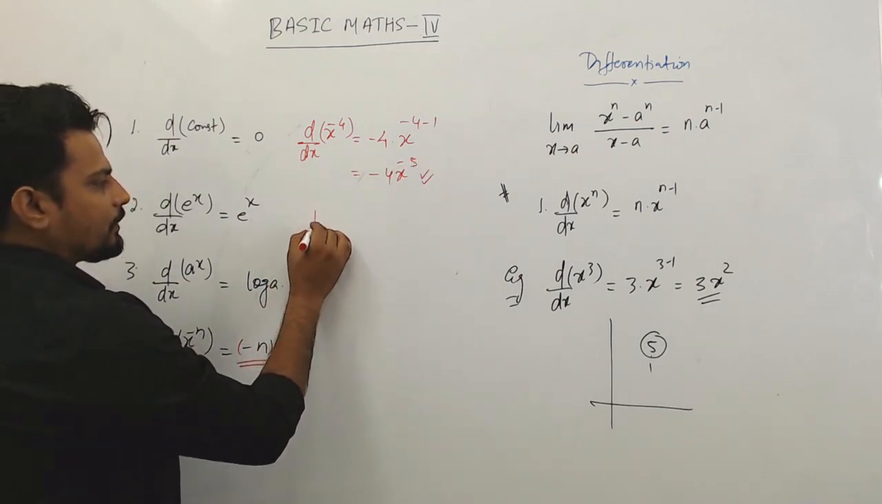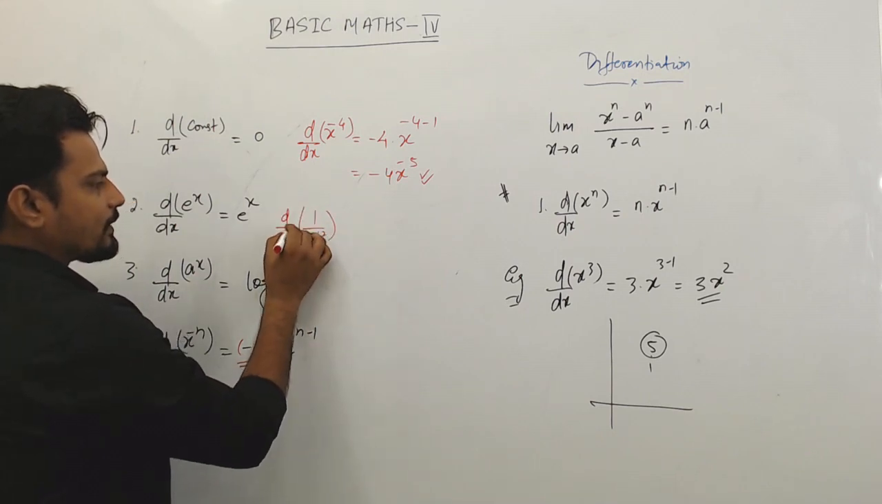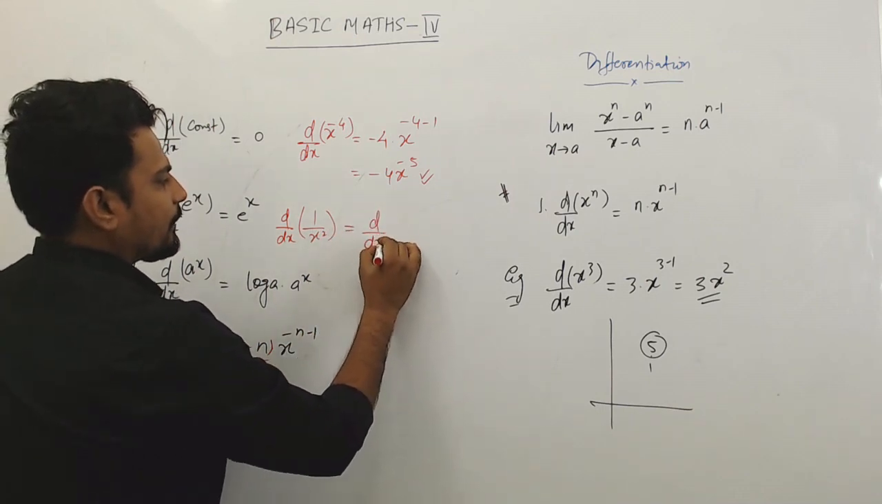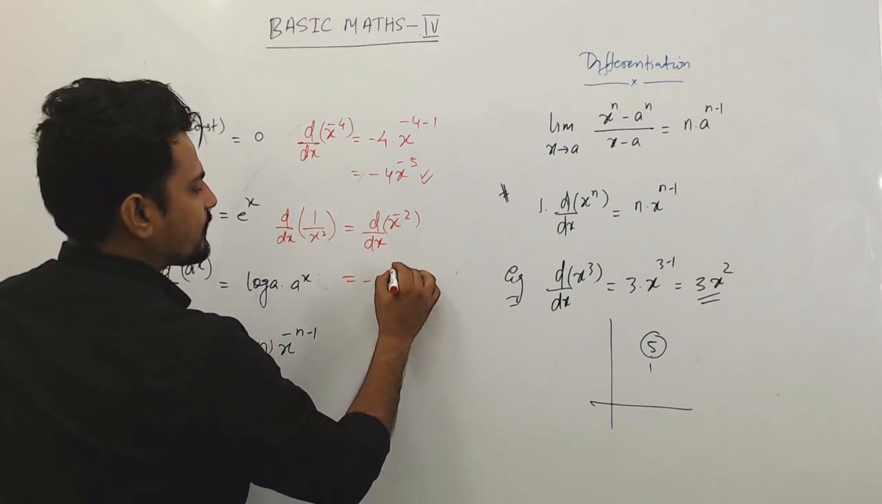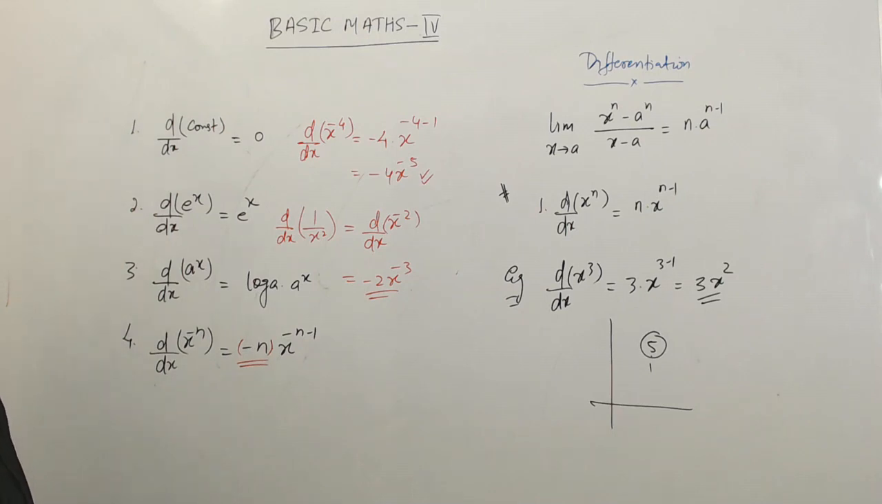Likewise, if they give you 1 upon x square and we have to differentiate this, again, not a problem. You just need to put this in this format: d upon dx of x to the power of minus 2. And the same rule, minus 2 times x to the power of minus 3. All good? Okay, one more I would like to tell you.